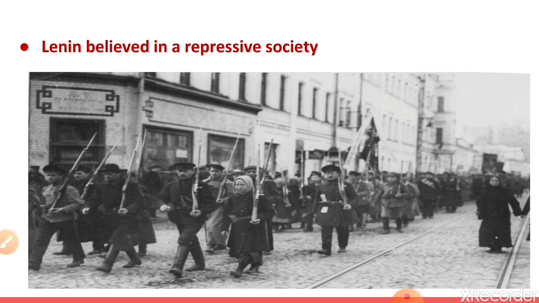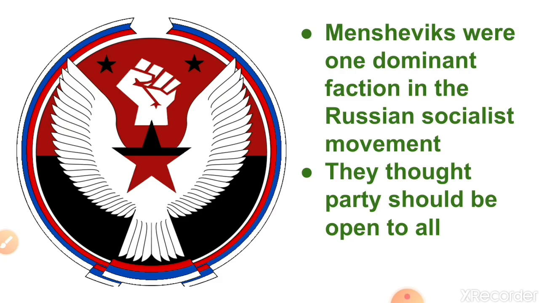Now Lenin thought that in a repressive society like Tsarist Russia, the party should be disciplined and control the number and also the quality of its members. It means that only selective people should be allowed to be members of this party. And the Mensheviks were one dominant faction in the Russian socialist movement.